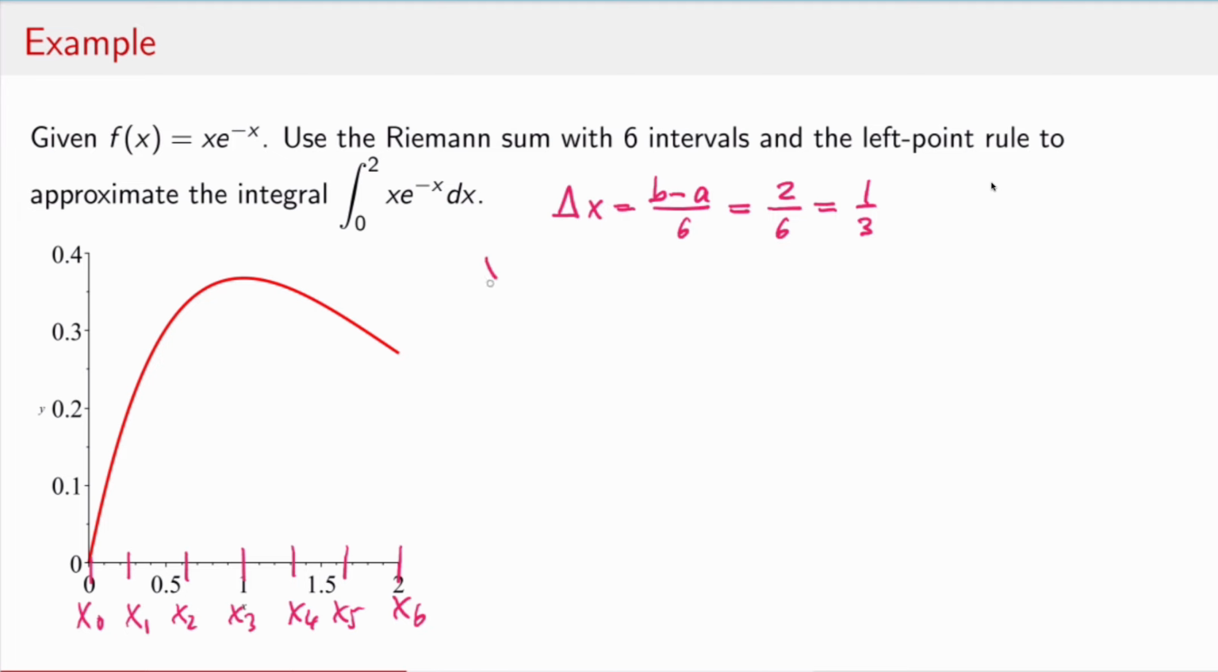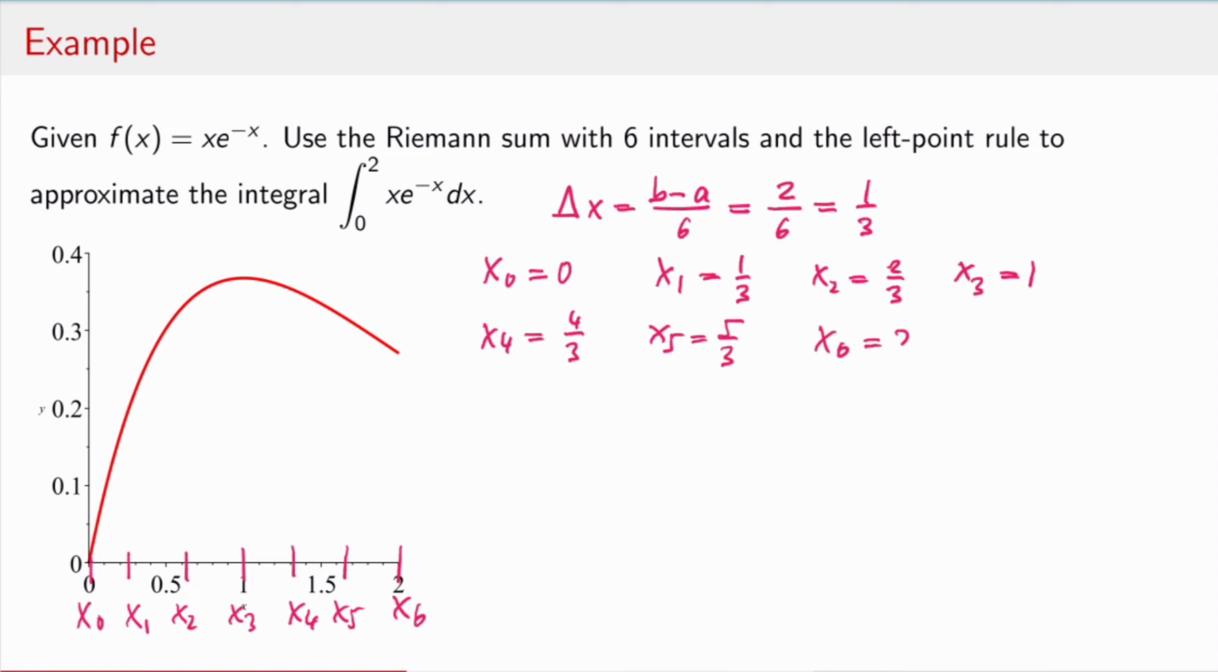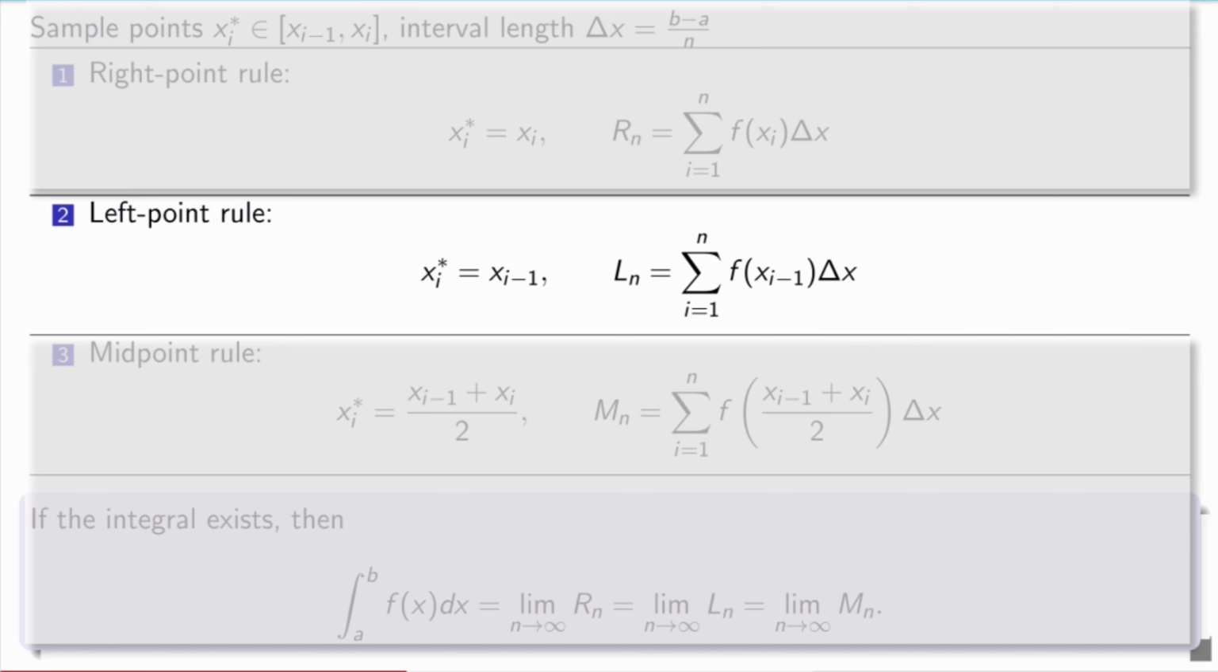And where are they located? So let's compute. x0 is 0, x1 is 1/3, x2 is 2/3, x3 is then equal to 1, x4 is sitting at 4/3, x5 is sitting at 5/3, and x6 is equal to 2. Perfect. So now we would like to use the left point rule. So let's go back a slide and look at the left point rule. So here's the left point rule. So we need the sample points xi star, which is the xi minus 1s.